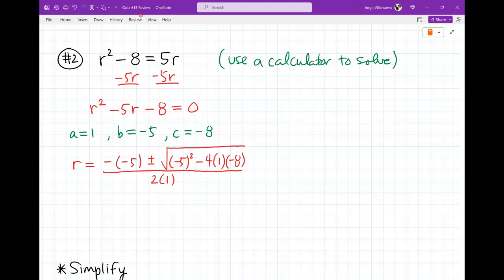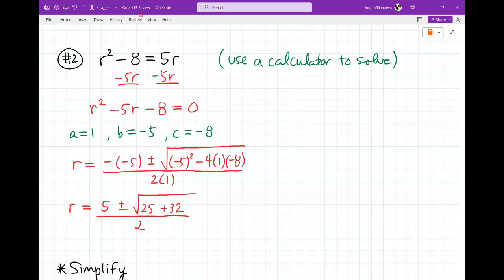Again, just take your time with this stuff, okay? You're supposed to get these questions right because you're just plugging in numbers into a formula. You really aren't supposed to mess these up, but this is where it messes up, so we have to be careful with that. So we get r equals positive 5 plus or minus the square root of 25 plus 32 over 2.